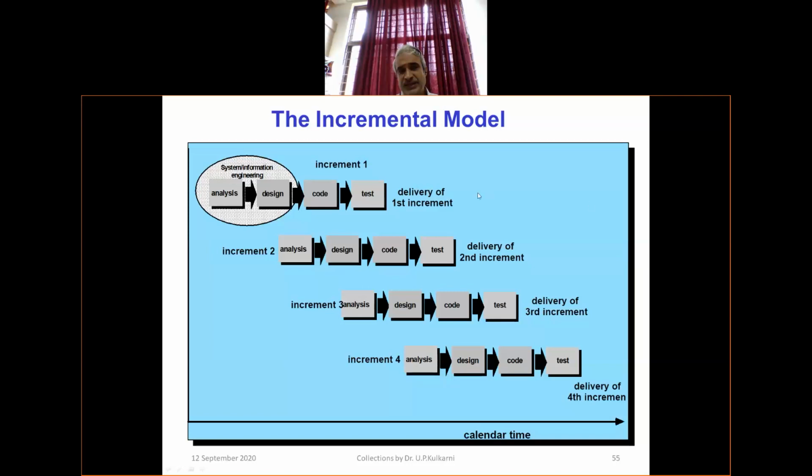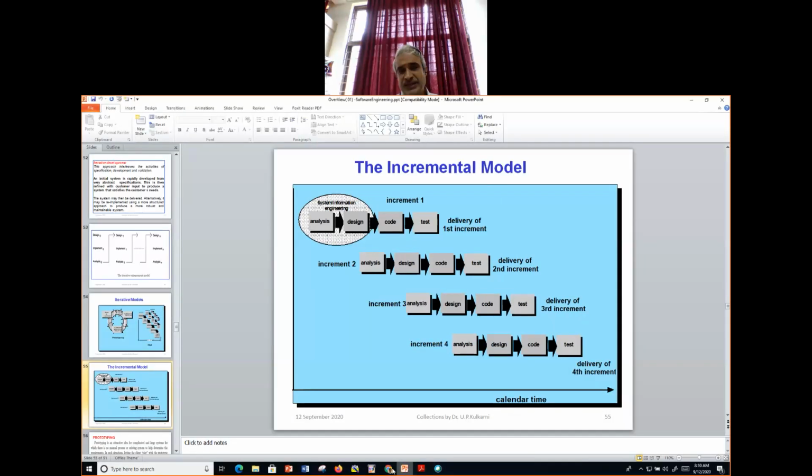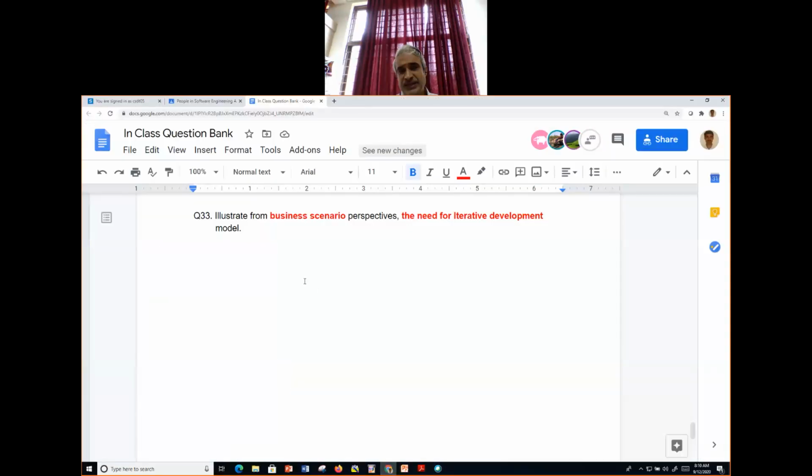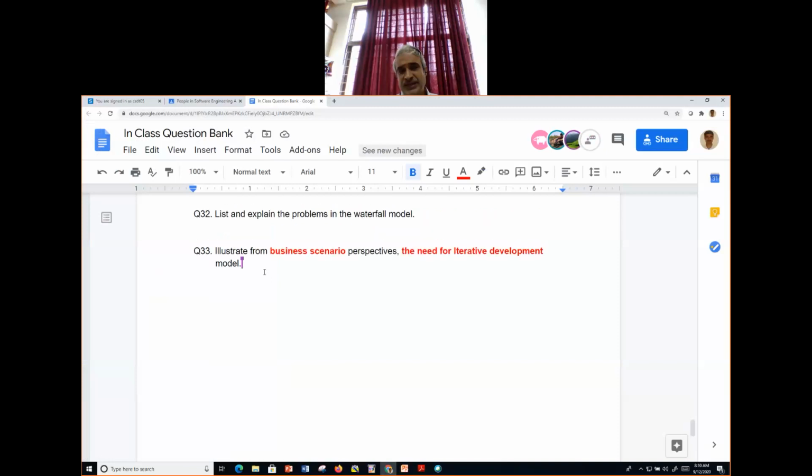So the question, when you look into that in our class, whatever we have added in the question bank, look at that, how I added it, though it is a duty of this year. Illustrate from a business scenario perspective. It could be any business scenario, like what I explained right now, the need for iterative development. Please remember, why do we need iterative development? Please go through the book, and bookish kind of things you're not supposed to write.